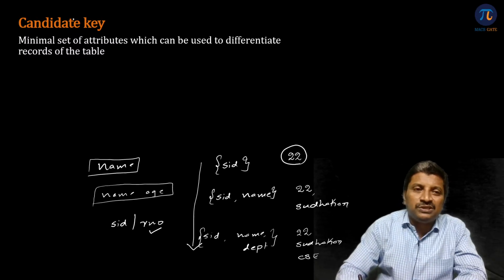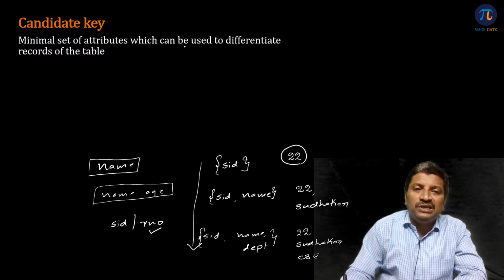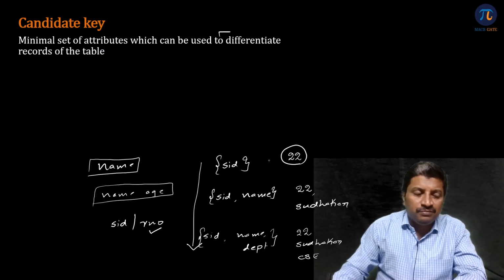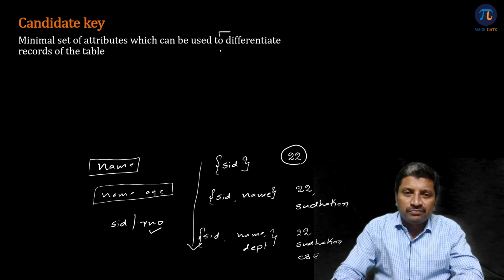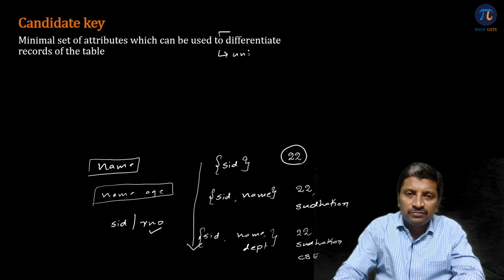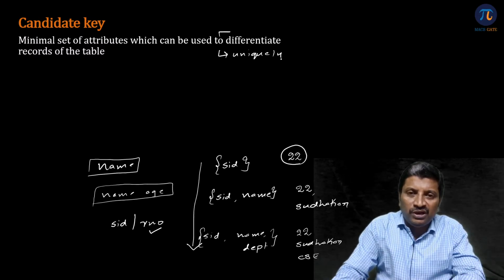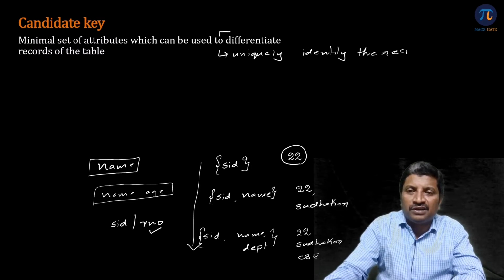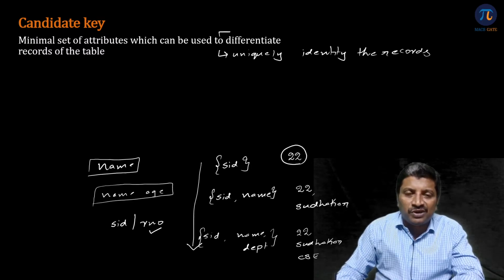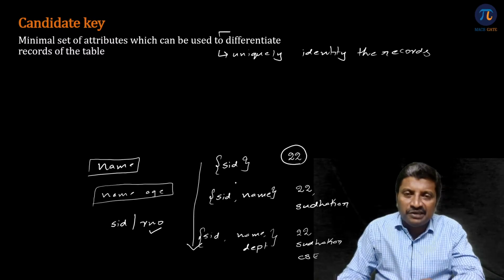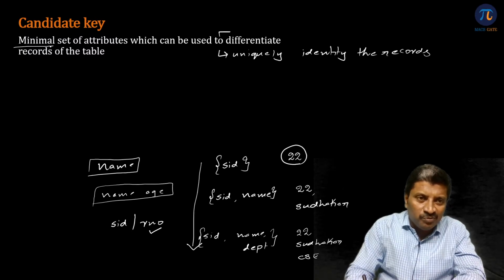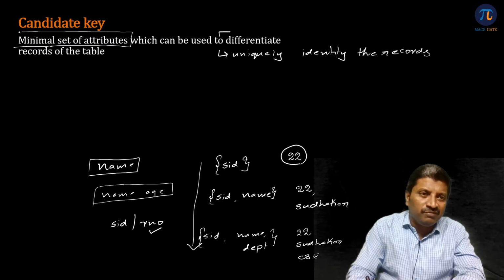Minimal set of attributes which can be used to differentiate the records of the table, or we can say to uniquely identify the records. So we have discussed what is the meaning of uniquely identifying records, or what is the meaning of differentiating the records. Now the main question is, what is the minimal set of attributes?